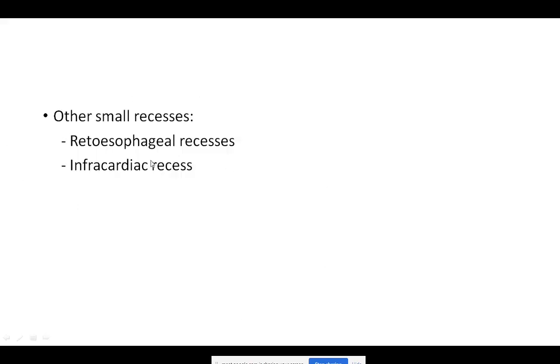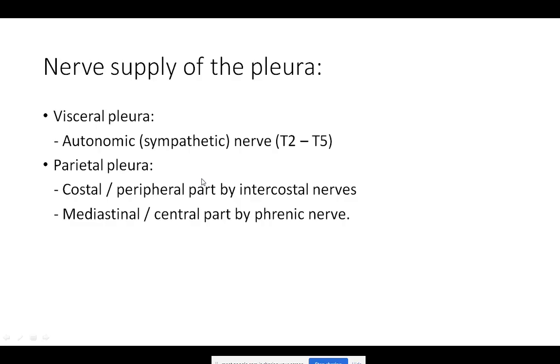There are some other small recesses. The retroesophageal recess is the extension of the pleural membrane behind the esophagus. The infracardiac recess is the extension of the pleural membrane below the inferior vena cava.